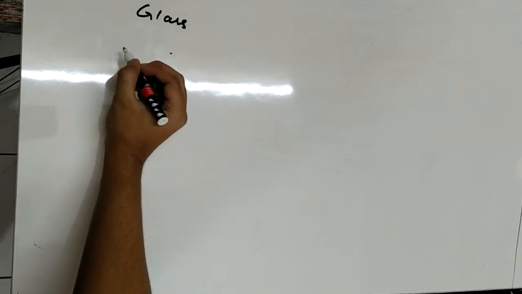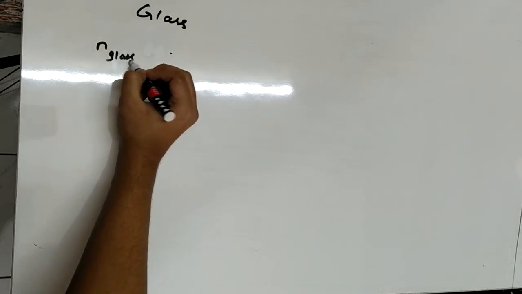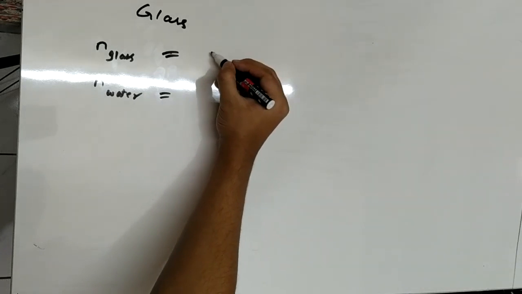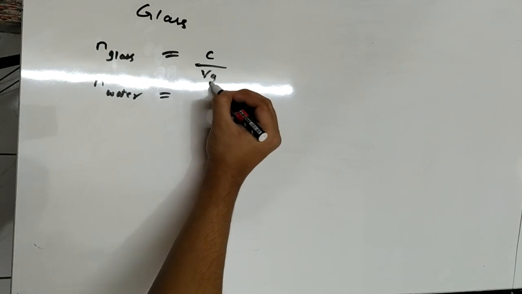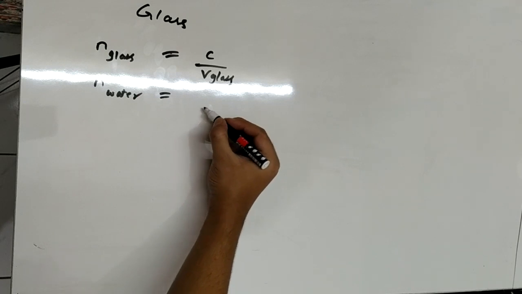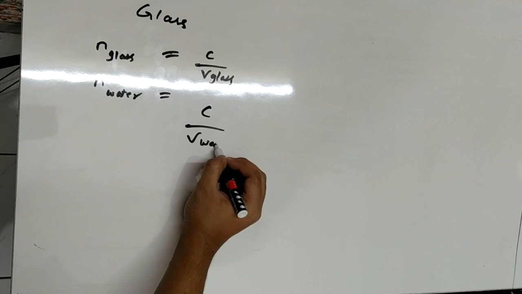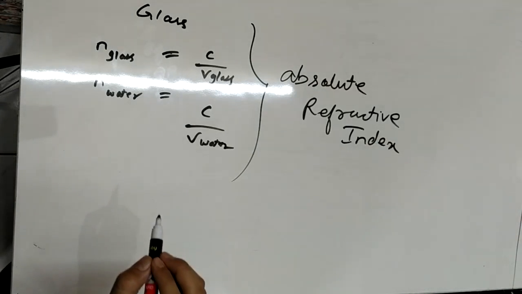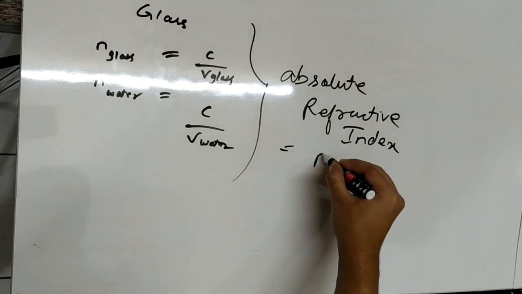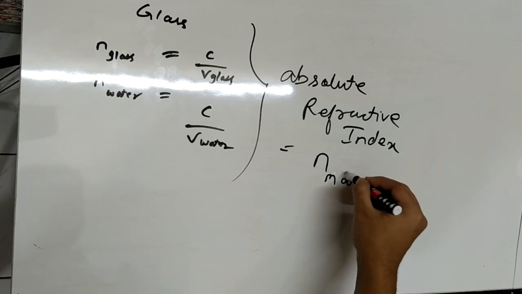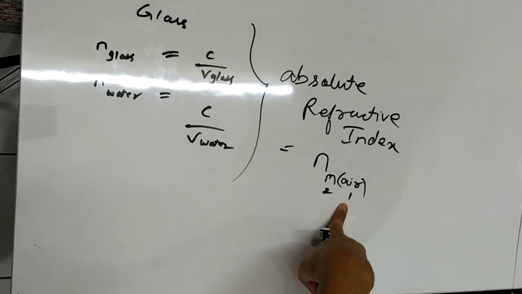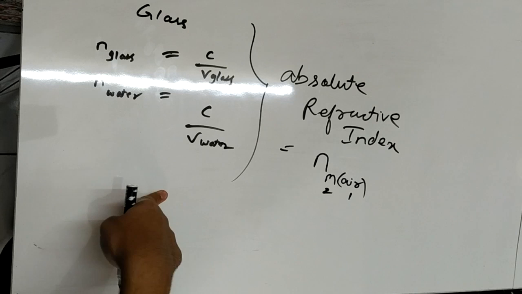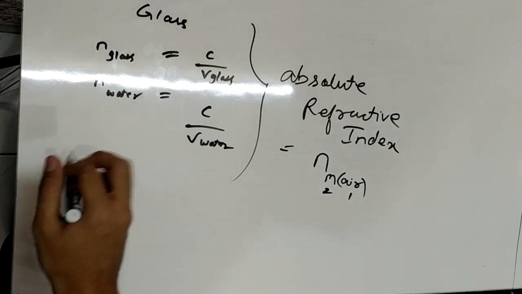If it is not mentioned with respect to what, and it is just mentioned n glass or n water, then it is assumed to be the absolute refractive index, given by velocity of light in air divided by velocity of light in glass. Similarly, for water it is velocity of light in air divided by velocity of light in water. This is called the absolute refractive index. It equals the refractive index of any medium with respect to air or vacuum, n21, where medium 1 is air and medium 2 is any medium. So in a question, if we don't specify with respect to what, it is assumed to be with respect to air. Note this down also.